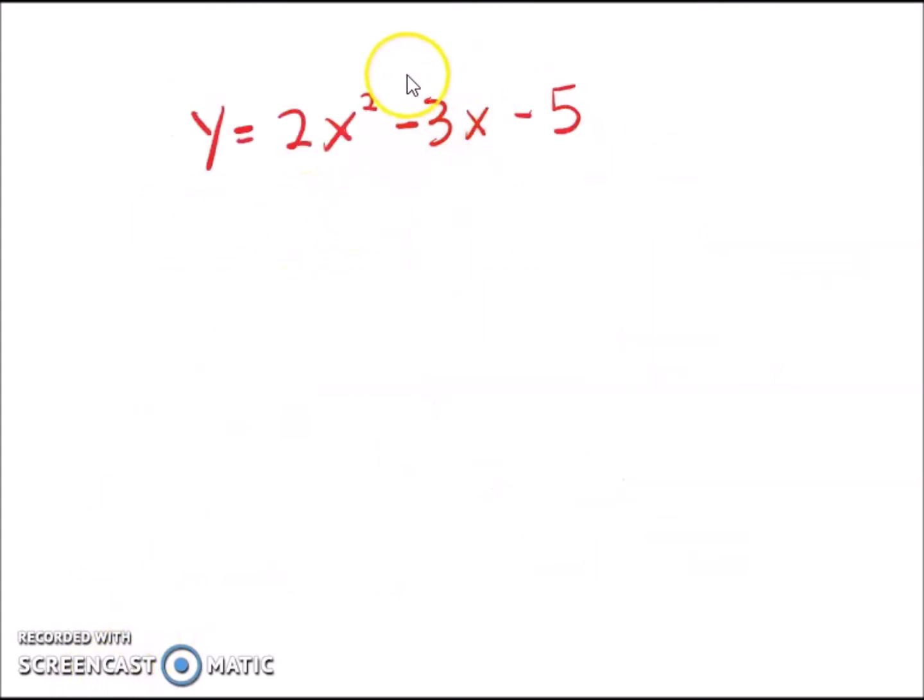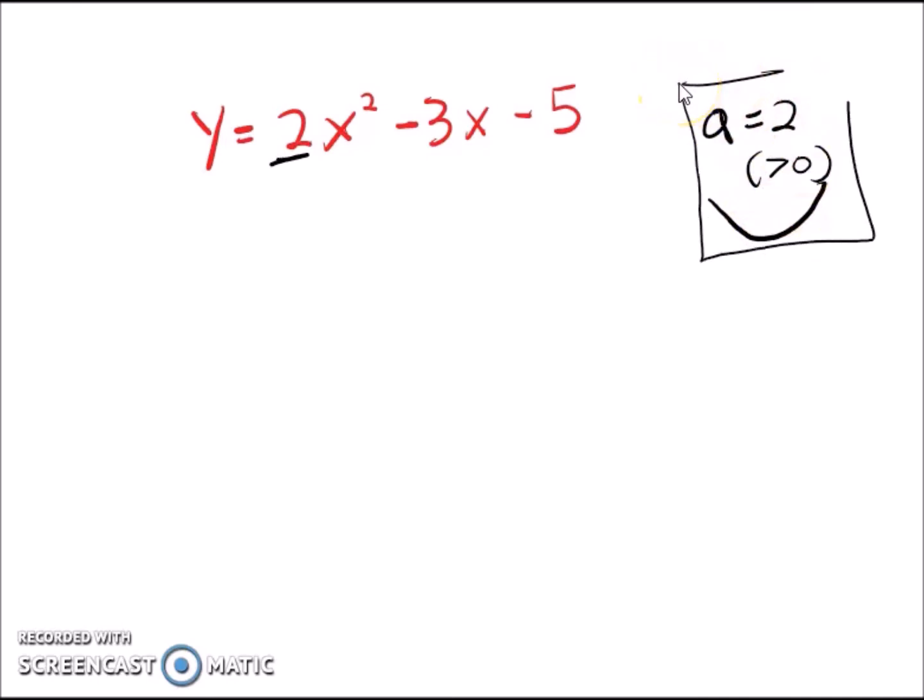We try to sketch the graph for this equation right now. Now the first step is we have to determine the sign of a. So since your a is 2, which is more than 0, your graph definitely will be the smiling graph. This is for the first step. Now we have to know the position of the graph. So this is step 1, and step 2 here will be b squared minus 4ac. So we have to find this value. This is our step 2.